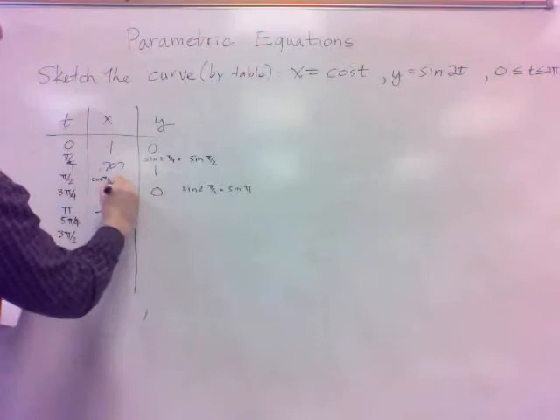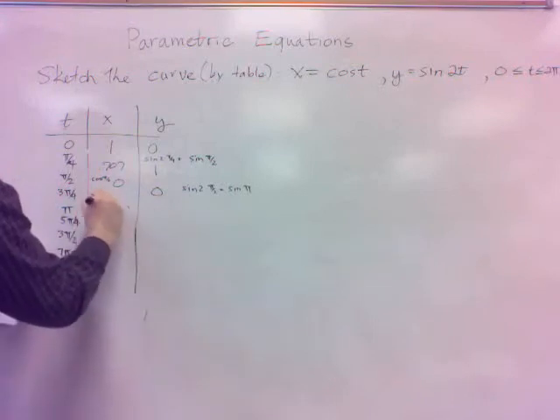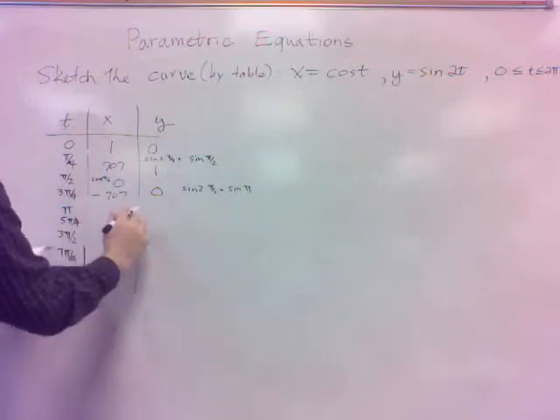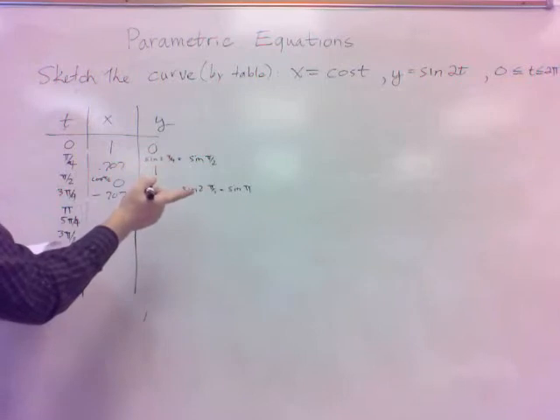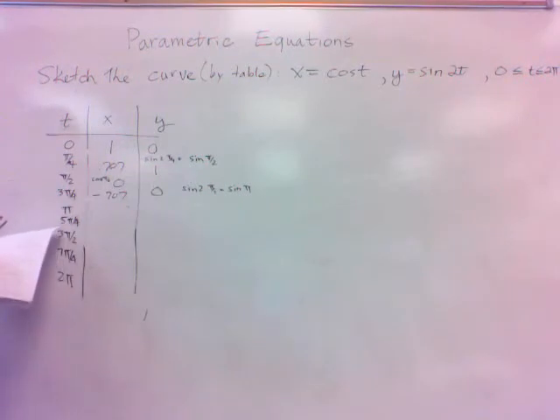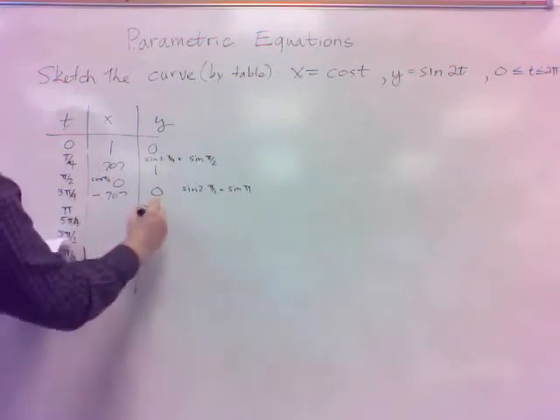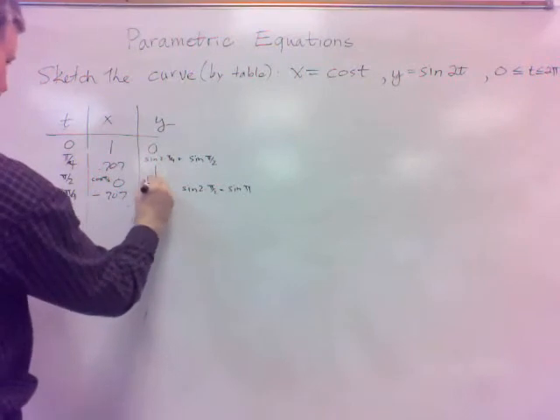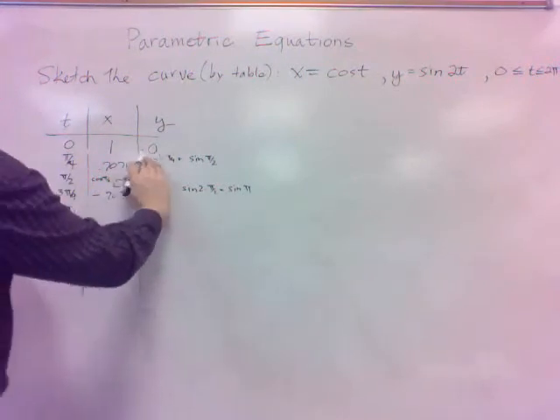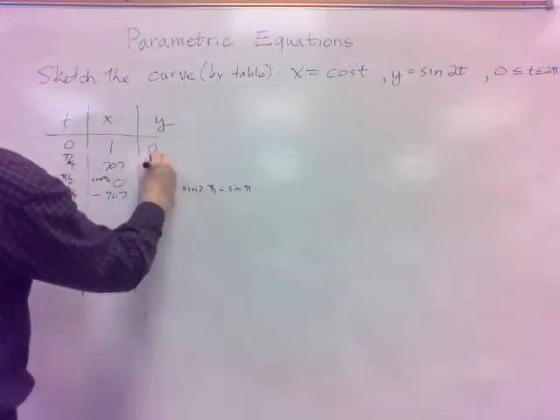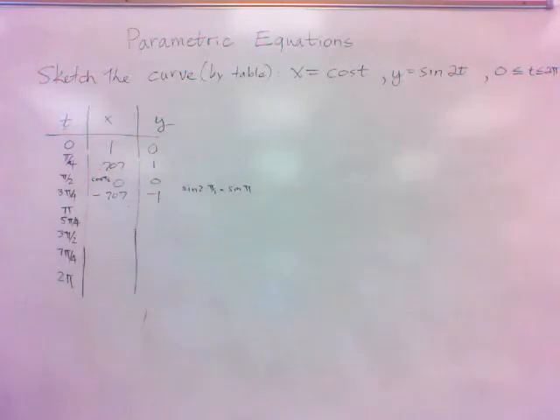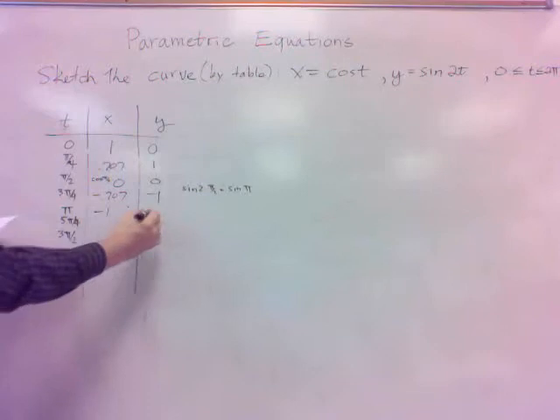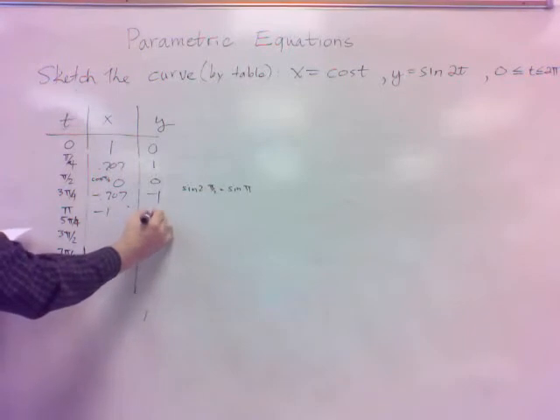I got off track here. It'd be sine of 2 times 3 pi over 4, so it'd be 6 pi over 4, sine of 6 pi over 4, 3 pi over 2. It's negative 1. I'm way off track here. Okay. All right, pi, cosine of pi, negative 1. Sine of 2 pi, 0.